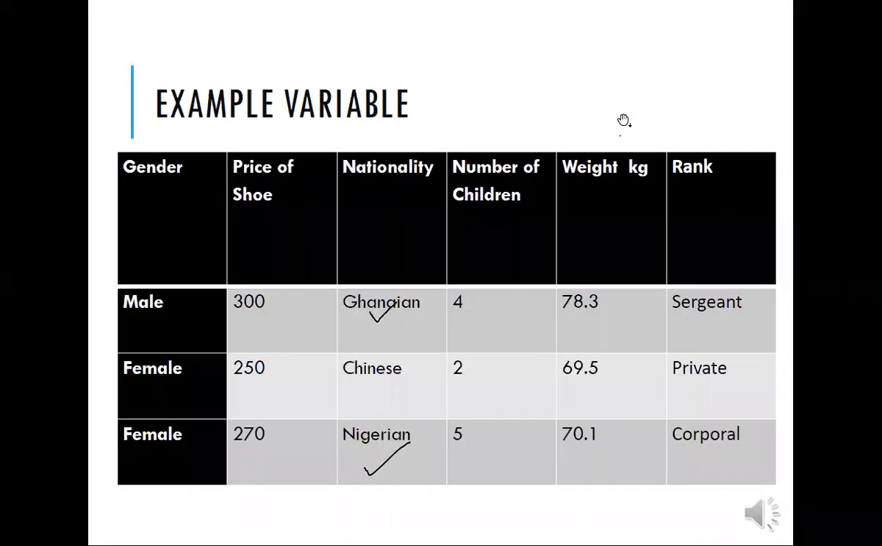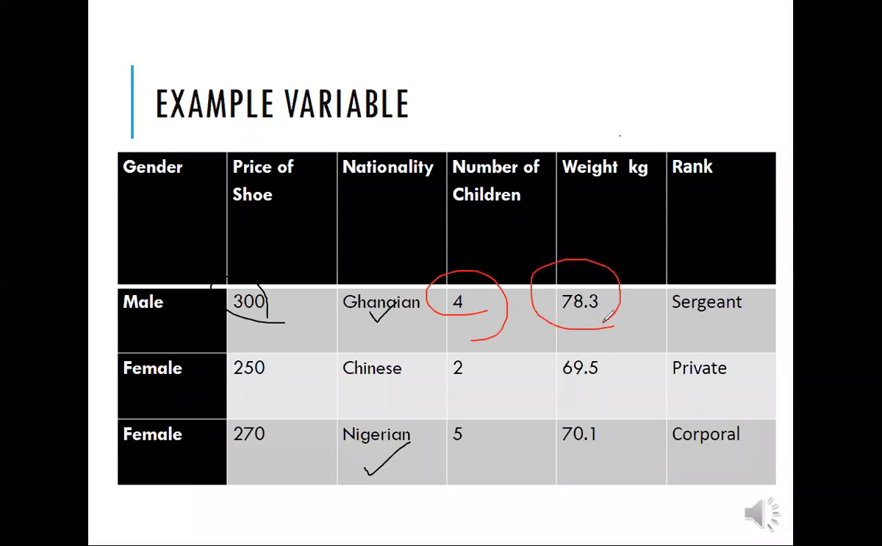So when we come here, you will notice that for quantitative data, let's look at them. This is quantitative, which is price of shoe. This is quantitative, which is, let me change mine. This is quantitative, which is number of children. This is quantitative, which is weight.